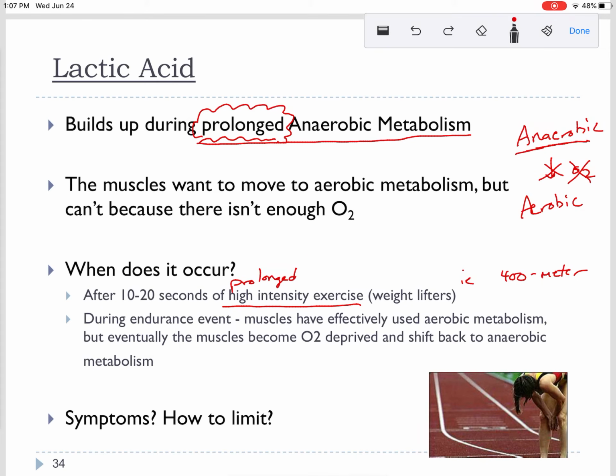So that's an example where I'm really pushing the limits, where I'm trying to sprint for as long as I can, and I may stay in that prolonged anaerobic metabolism. Or you could also accumulate lactic acid during an endurance event.